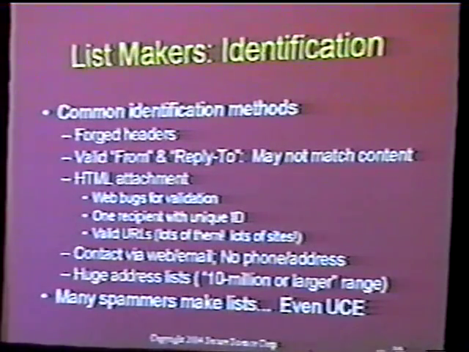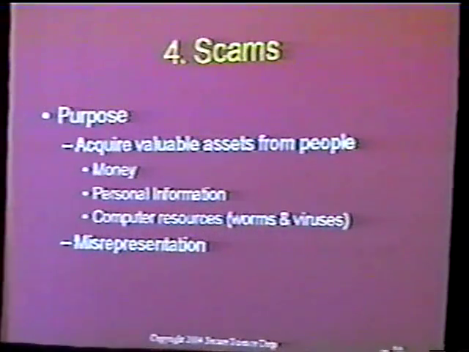Now, list maker technology is not necessarily its own group. For example, UCEs may use list maker technology, web bugs, that sort of thing, in order to track their mailing list. Or people running scams may also act as a list maker in order to earn money both from the scam and from selling their mailing list. And that takes us to the next category, scams.